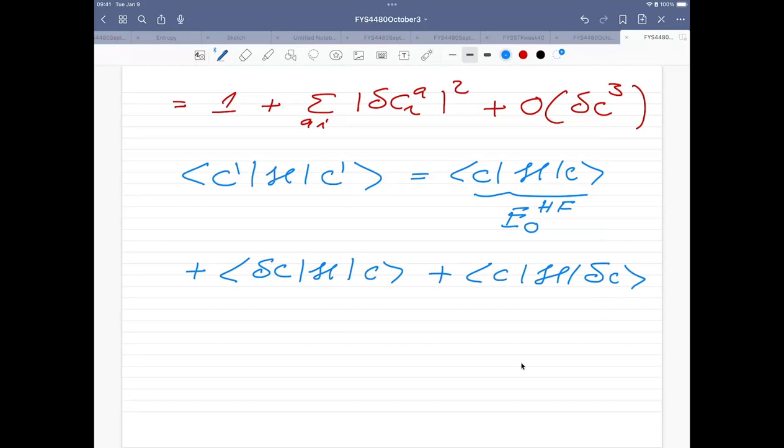And then finally, we are going to have terms which now contain the delta C's to different powers. But we have to be a little bit careful here, because there are going to be different contributions. So there's going to be a term which is delta C of H of delta C here. Now these two terms are going to be 0, because these are the Hartree-Fock terms, which we have defined to be 0. So the terms which are linear in these coefficients delta C disappear.